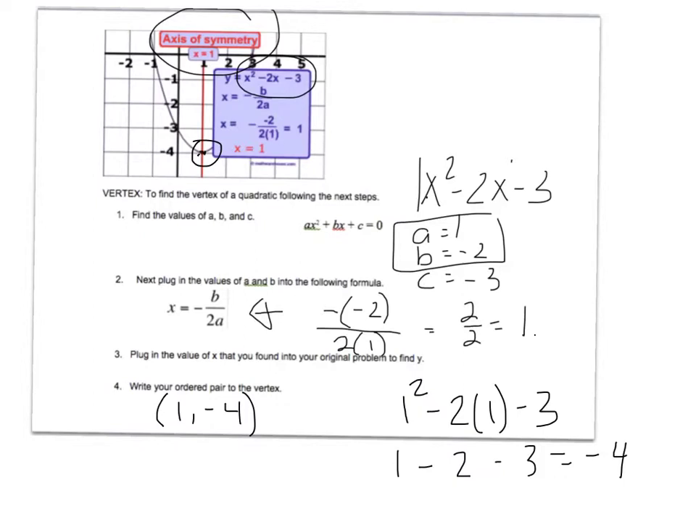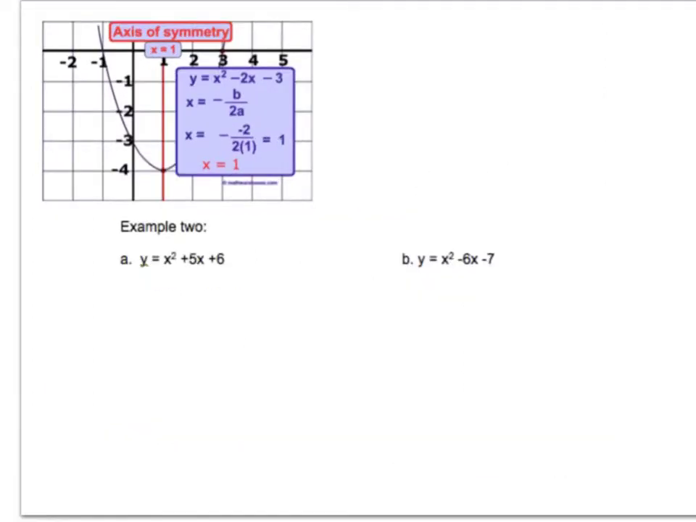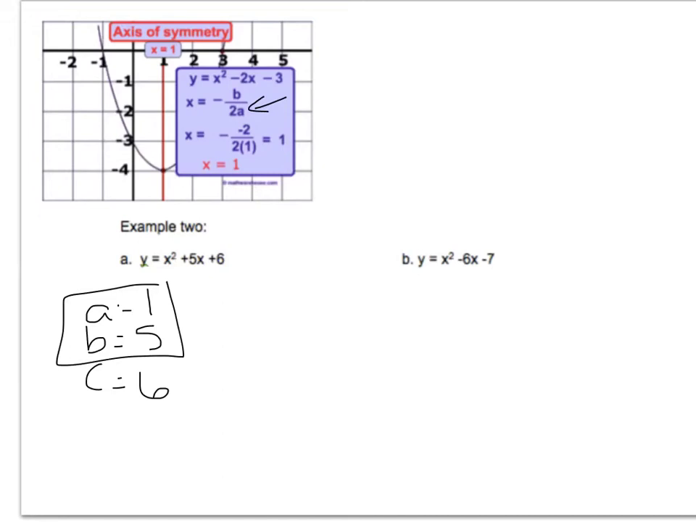So let's try this on two other problems. So again, you're going to figure out what your A, your B, and your C is for each one. In choice A, you're going to have 1, 5, and 6. From there, you're going to plug in the values of A and B into that formula that's seen at the top. So you're going to have negative 5 over 2 times 1. And then you're going to have negative 5 over 2. So that is going to be our x value.